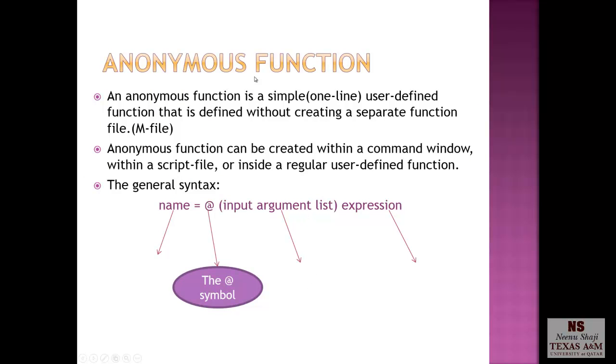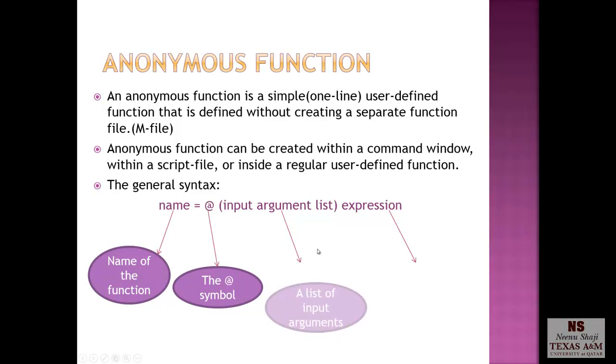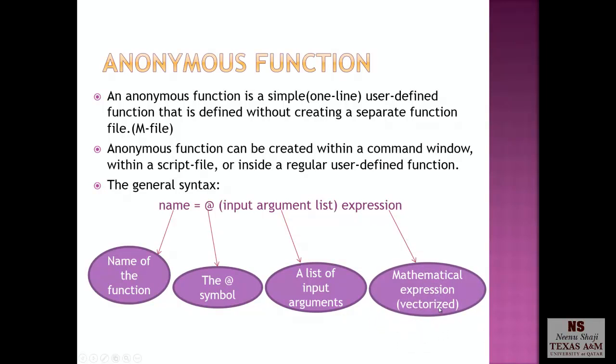Next method is the anonymous function method. An anonymous function is a simple one-line user-defined function that is defined without creating a separate function file. Anonymous function can be created within a command window, within a script file, or inside a regular user-defined function. The general syntax: you have the name of the function, the @ symbol to denote that you're defining a function using the anonymous function method, then a list of input arguments in parentheses separated with commas, and finally the expression, which is vectorized.